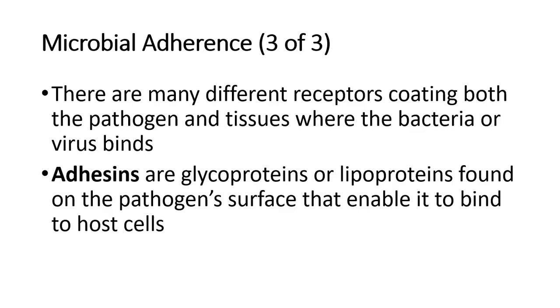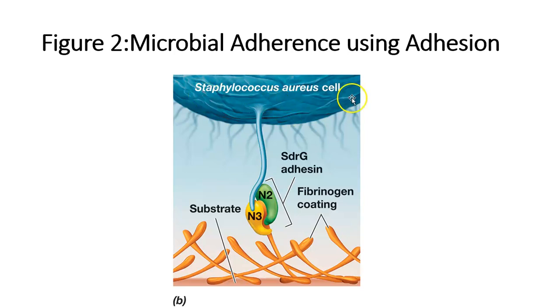So a lot of these pathogens have adhesins that are glycoproteins or lipoproteins on the surface that allow it to form a chemical bond between the glycoproteins and the lipids on the surface of your cells. Okay, you can make a chemical bond. So here's an example. You got Staph aureus, and it's got this adhesin, and it's able to stick to this fibrinogen in the cell and allow it to get in. Okay.